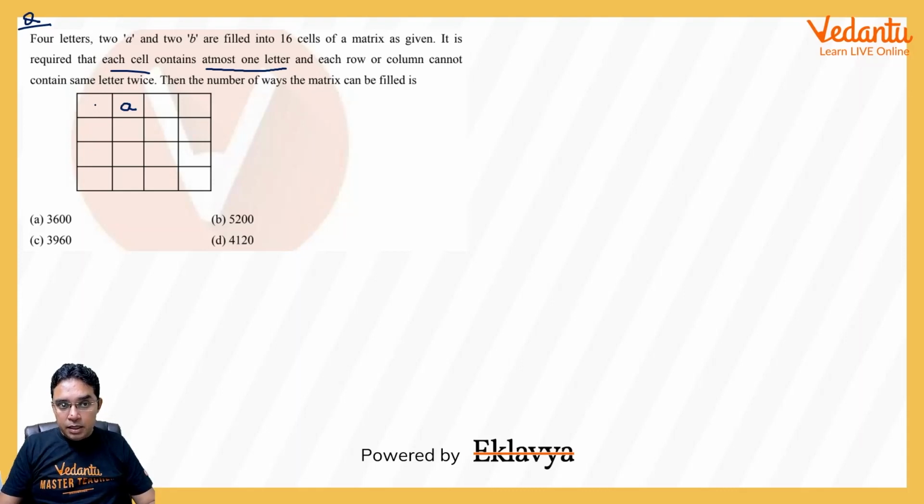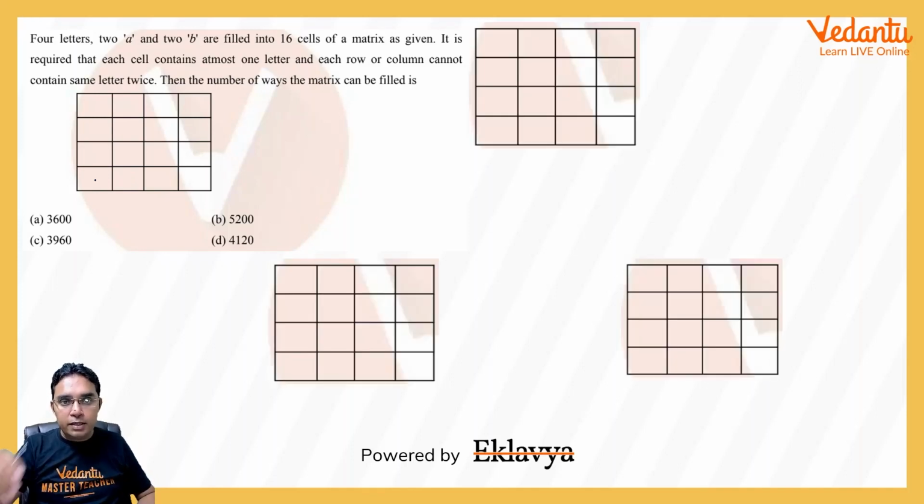Each row or column cannot contain the same letter twice. That means these 3 places or these 3 places cannot have a second A. Out of these 6 places you can have B here, because then this second column will have 2 letters, but they are different. You cannot have the same letter A in the same column or the same row. That is the condition, so this is how we have to fill. Let us see how to do this question. I have 2 methods to do this.